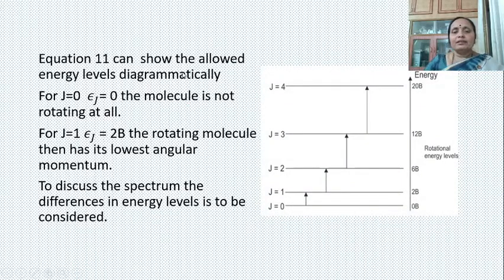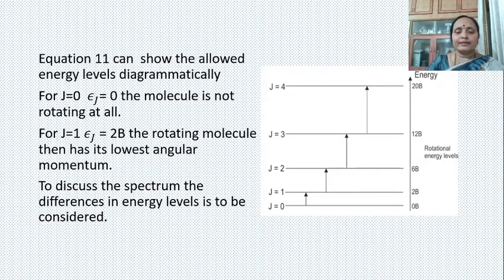Equation 11 in terms of energy levels can be shown like this. When j is equal to 0, j(j+1) is 0, so the energy is 0. When j is equal to 1, it will be 2B. Likewise, when j is equal to 2, it will be 6B. So this is how I get the rotational energy levels.